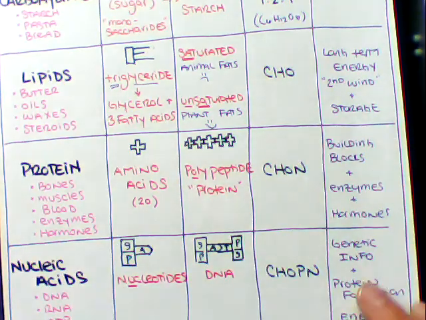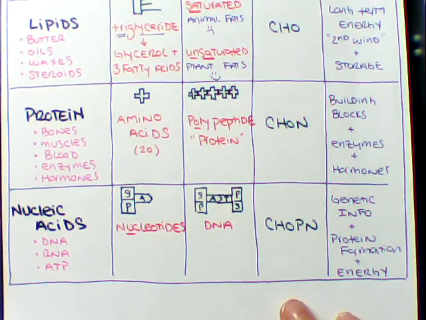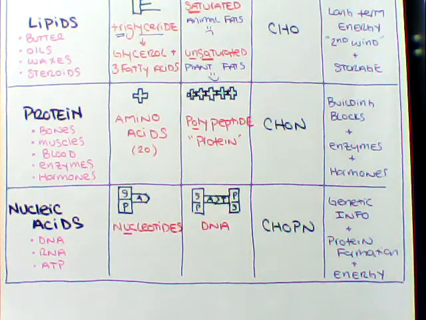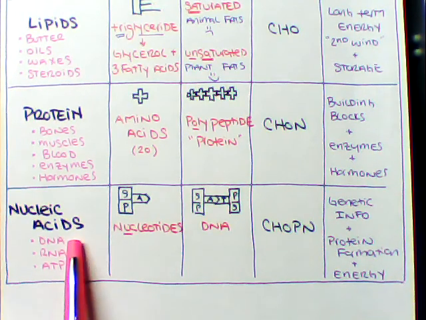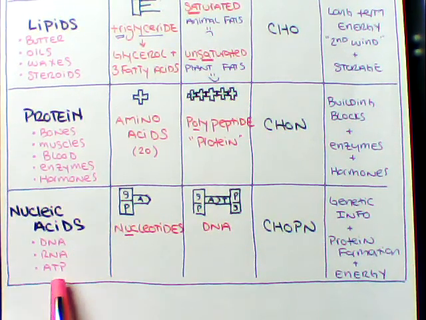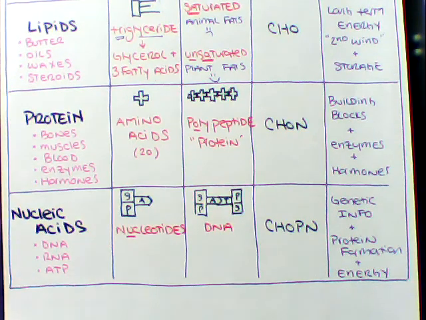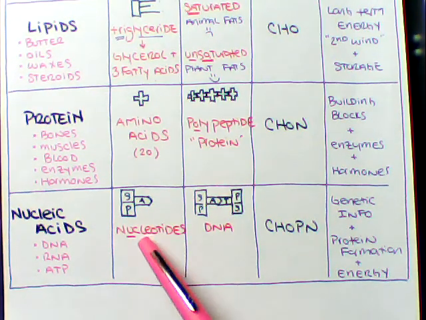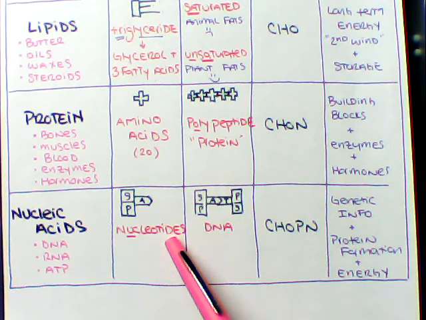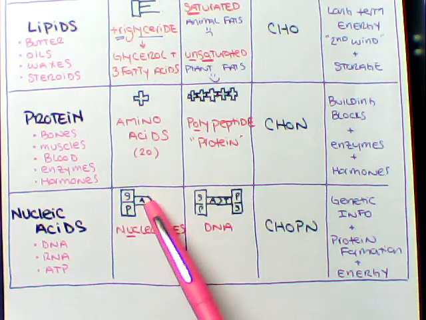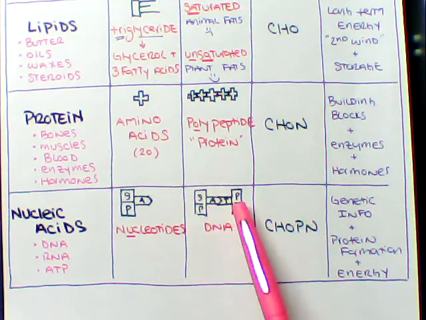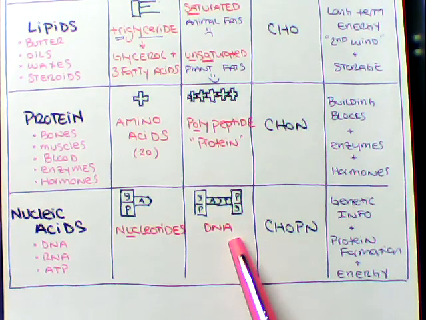Last thing on our macromolecule list here is our nucleic acids. Nucleic acids, you have our deoxyribonucleic acid, ribonucleic acid, and then ATP. So DNA, RNA, and ATP. They are made up of the monomer that's known as a nucleotide, and that's your sugar, phosphate, and then your nitrogen base here. You put nucleotides together, and we end up creating DNA.